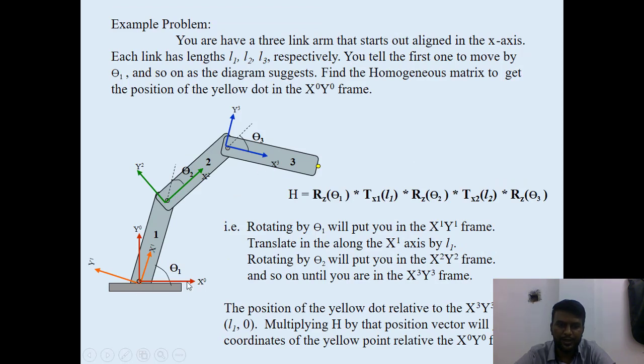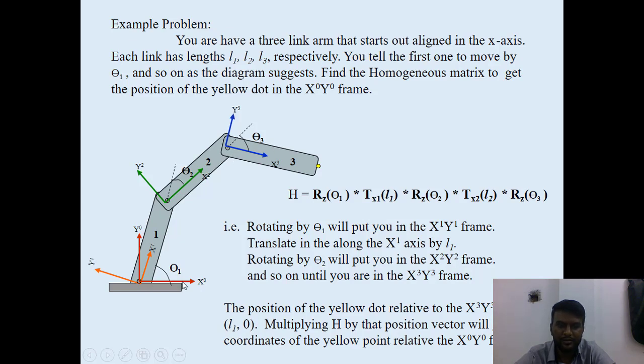Here we have the base coordinate system x0 y0. Then we have attached the second coordinate system x1 y1, with the x-axis aligned with the link and the y-axis perpendicular to it. Another frame is attached again to the second link. The x is again aligned to link number 2, and the y-axis again perpendicular. The third is aligned to x3, link number 3, and y3 is perpendicular.